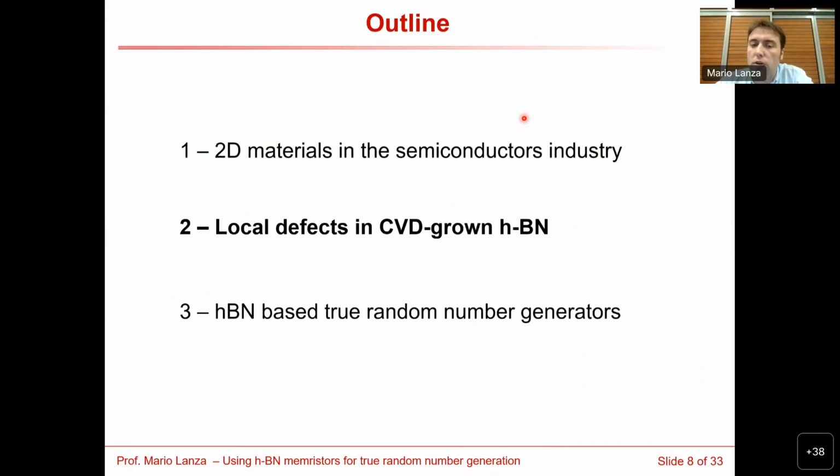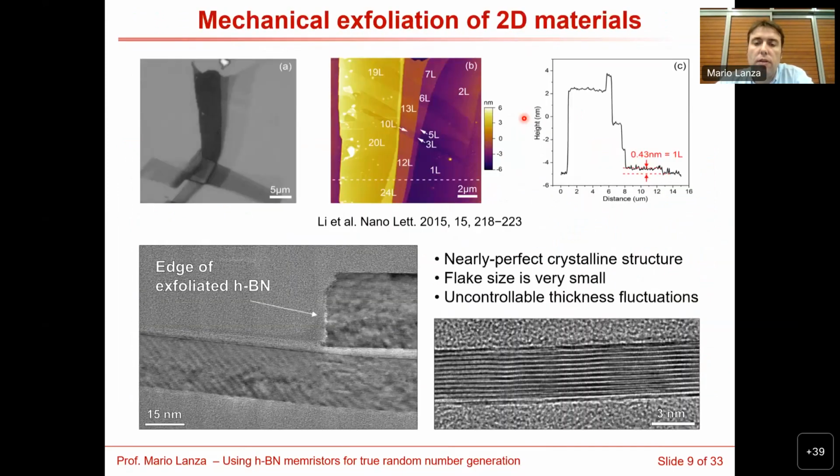Here, let me show you a little bit about two-dimensional materials. The first time a two-dimensional material was isolated was in 2004, and it was graphene. The authors just took a piece of graphite and some Scotch tape and peeled this graphite sample into small flakes by repeated peeling. And then what they get is something like this: a small flake of a few micrometers that contains multiple thickness fluctuations and is very small.